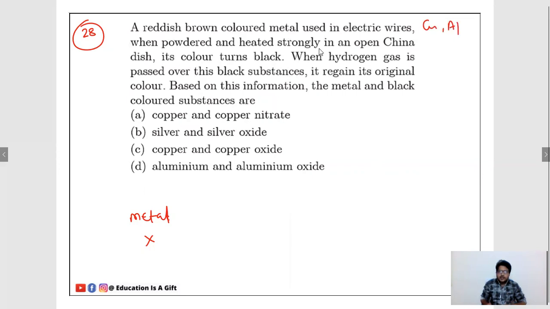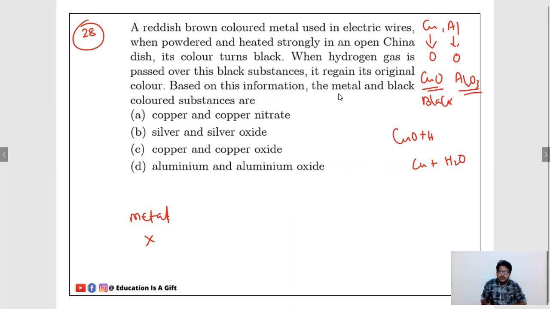When powdered and heated strongly in an open china dish, its color turns black. Okay, turns black. So copper, if it is mixed with oxygen and burnt, it will become CuO. Aluminum will become Al2O3. But Al2O3 is not black color. We know copper oxide is black color. When hydrogen gas is passed over this black substance, it regains its original color. When CuO is given hydrogen, we will get Cu plus water. It regains its original color, fine.